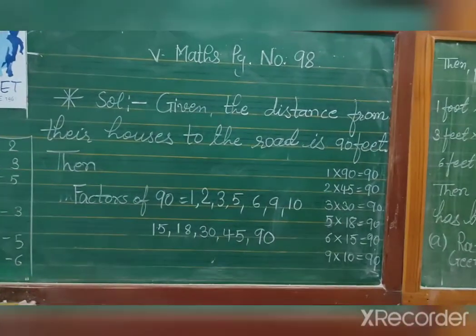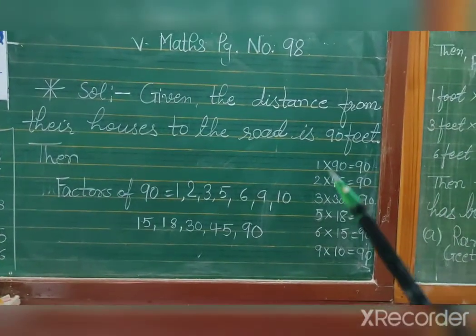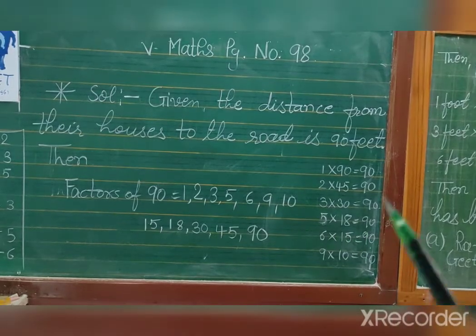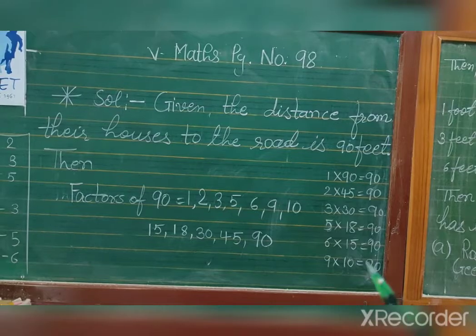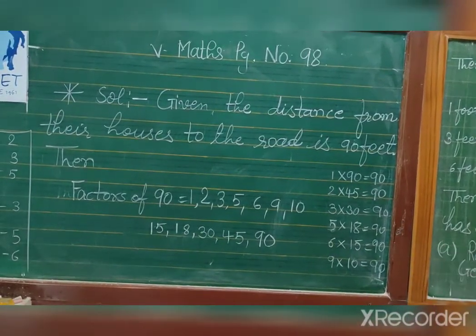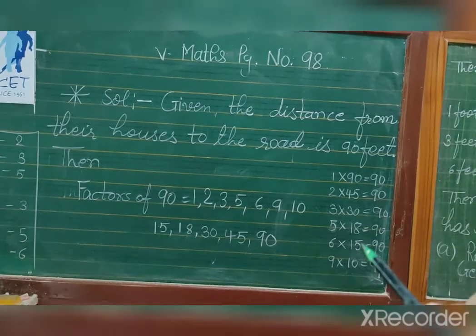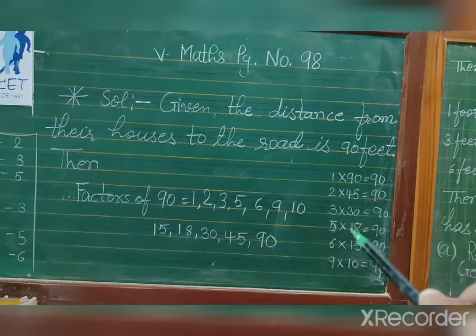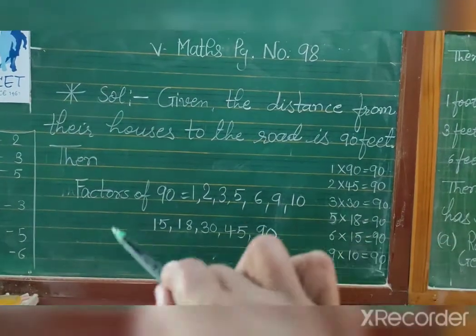Then 1 into 90, we are finding all the factors. So 1 into 90, 2 into 45, 3 into 30, 5 into 18, 6 into 15, 9 into 10, and the next number 10 is already here. So we will stop here, and all the factors in U shape we will write: 1, 2, 3, 5, 6, 9, 10, 15, 18, 30, 45, 90. You can write in the CW notebook, children. So all factors you have written.